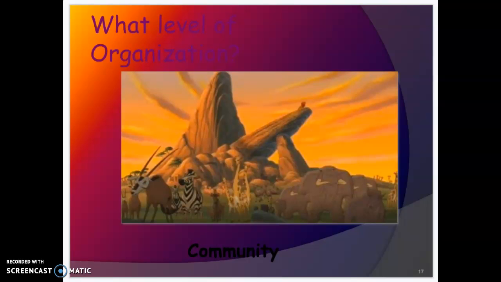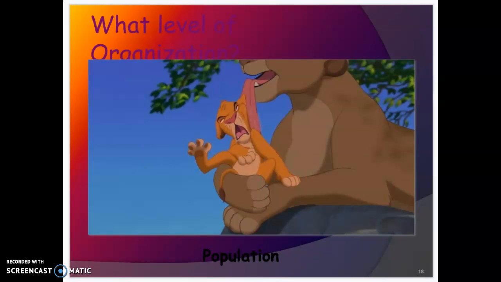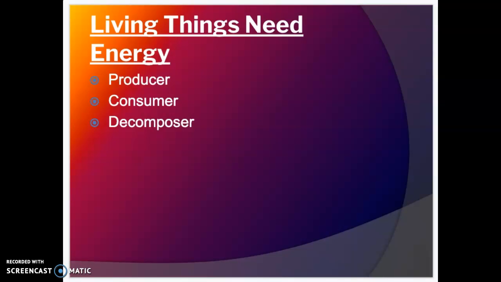I see zebras, gazelles, lions, elephants, giraffes. So it's all the different populations together in an area. That would be the community, right? All the living things. Now, here we see Simba and his mom. That's two organisms, so that'd be like a number of organisms, a number of a species. That would be population.